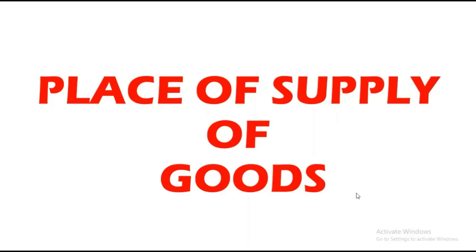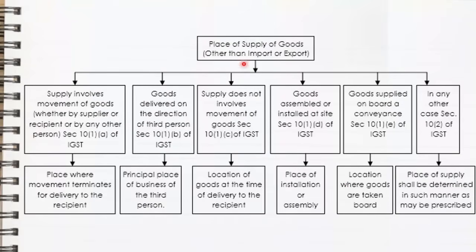Now, the place of supply topic will be divided in two parts. The very first part will be based on place of supply of goods, and the second one will be based on place of supply of services. So first let us see the various rules regarding place of supply of goods. Under place of supply, there are basically 5 rules which you have to remember very well.